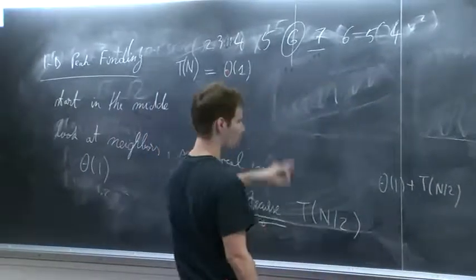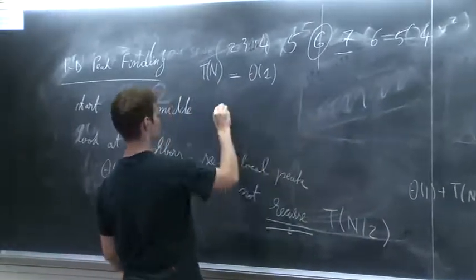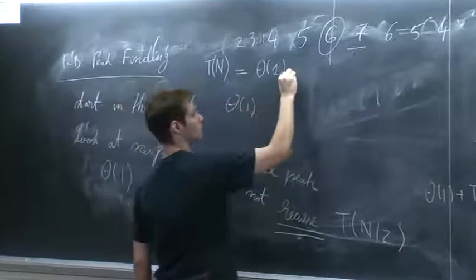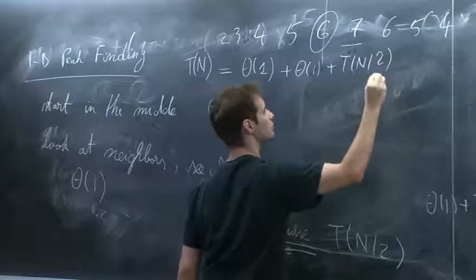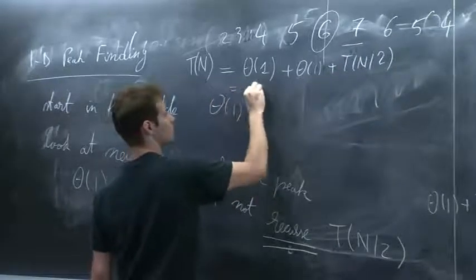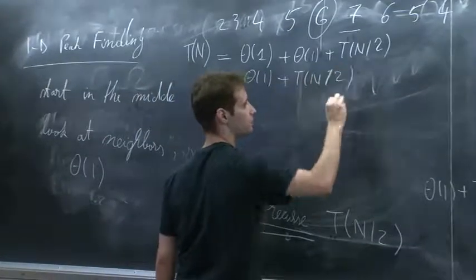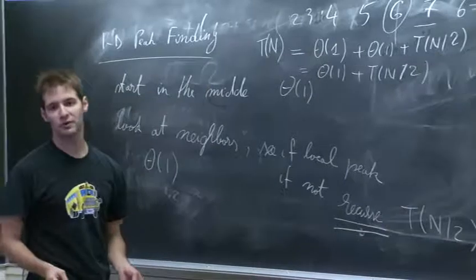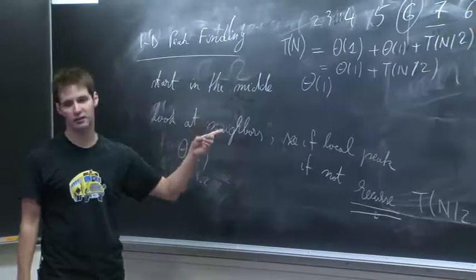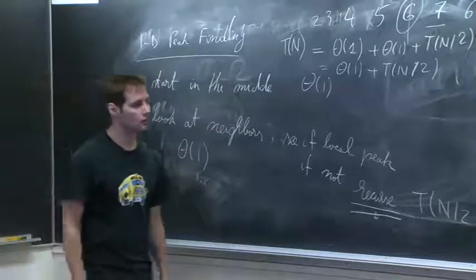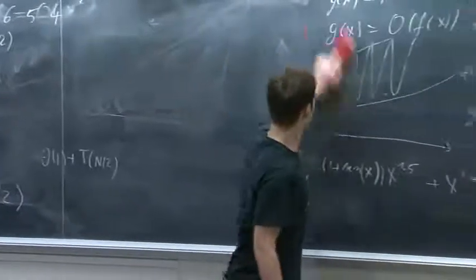So the running time for the whole thing is, I should have said theta of 1 here, sorry. So theta of 1 plus theta of 1 plus t of n over 2. So this is theta of 1 plus t of n over 2. So I wrote out my pseudocode, looked at the running time for each step, added them up. Now I have a recurrence, and I have to solve it. Let's solve it. We sort of glossed over that in lectures, so we're going to do it now.